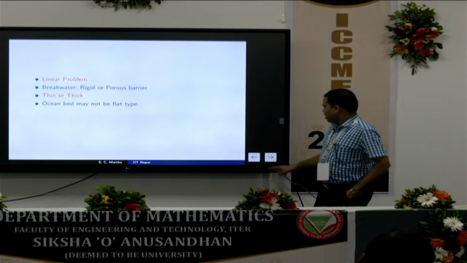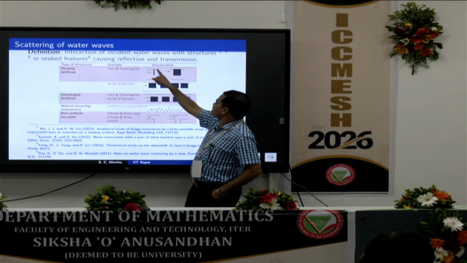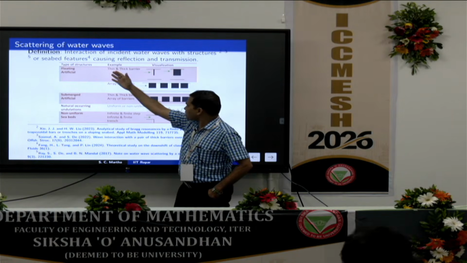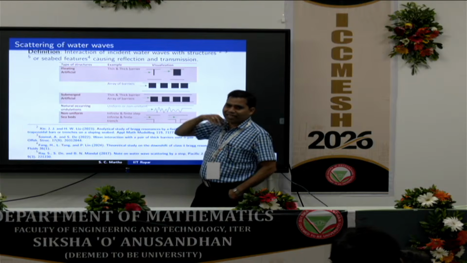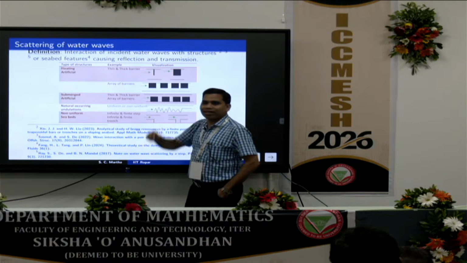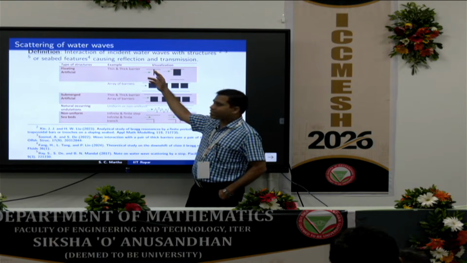Okay, so what is the scattering then? If the wave comes in the ocean and strikes this structure, whether it is an offshore structure or a seashore structure, then it is reflected back and transmitted over. So the aim is to predict the transmitted wave and the reflected wave, and of course the force on this barrier.